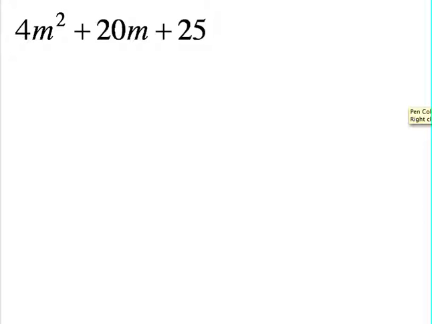Very first step. GCF, is there one? Nope. So now what do I do? Take 4 times 25. So 4 times 25 we know is 100, so I'm looking for two factors of 100 that add up to 20. 10 and 10. How do you get a positive 20 from 10 and 10? Positive 10, positive 10. Good.